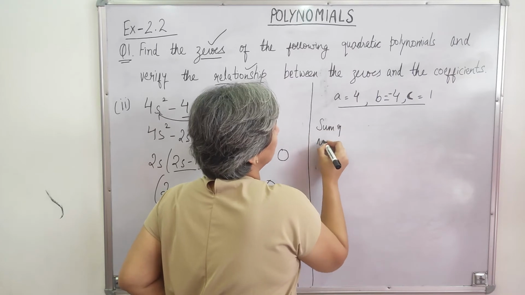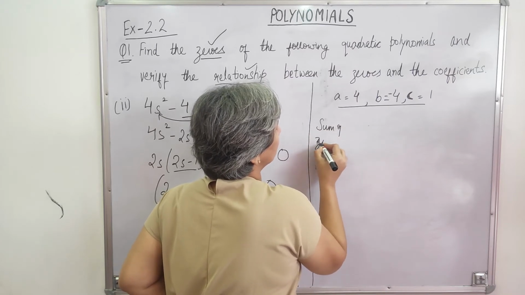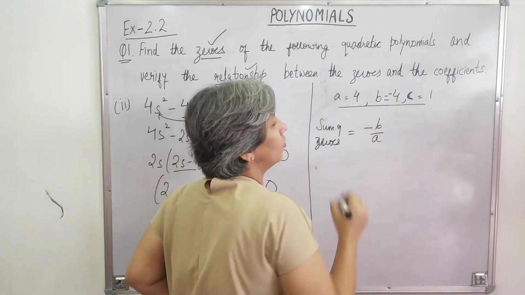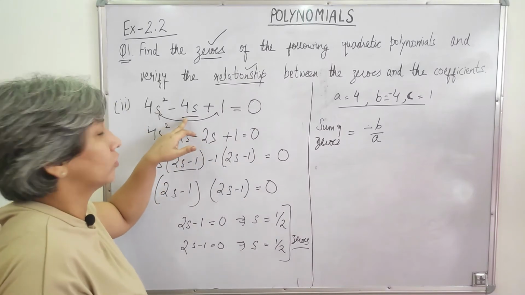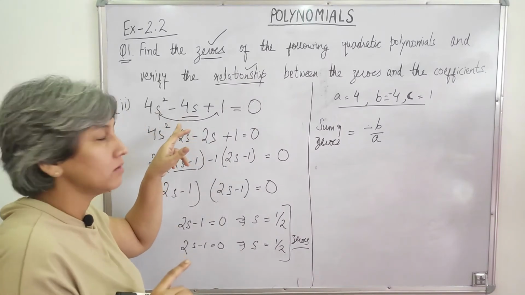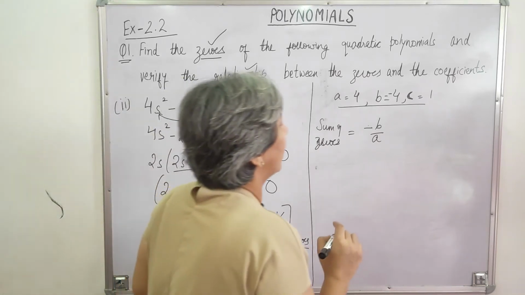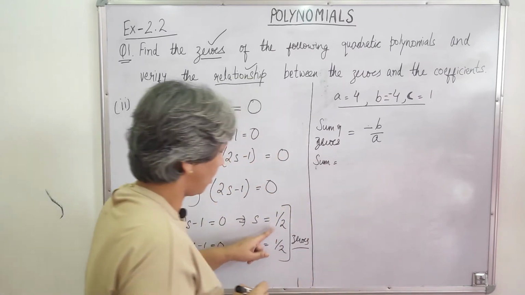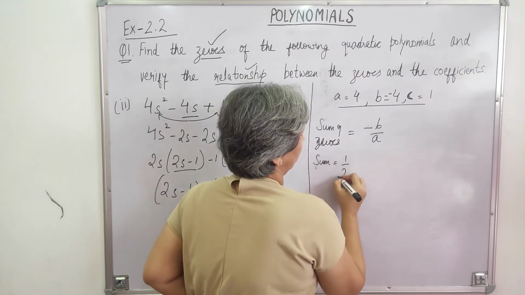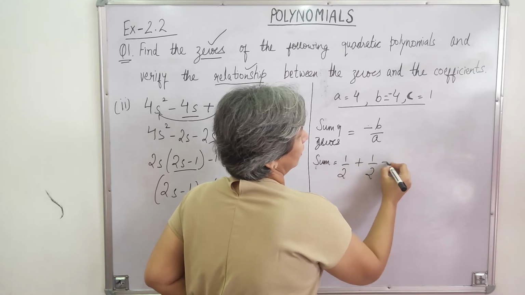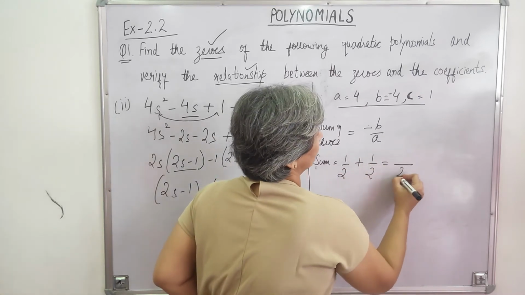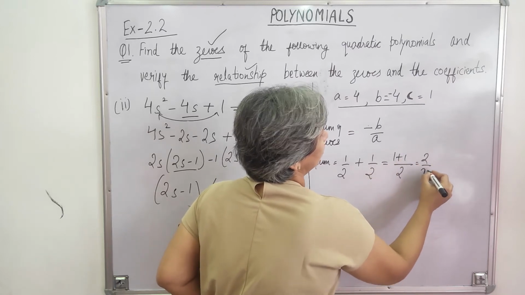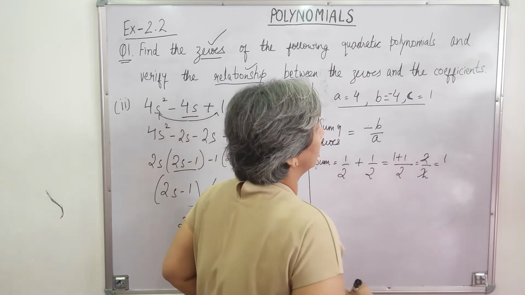We say sum of zeros is equal to minus b by a. We know minus b is the coefficient of x, or s in this case, and a is the coefficient of s². So let's start with the sum of zeros, half and half, right? 1 by 2 plus 1 by 2, so it will be nothing but 1 plus 1 over 2, and it is 1.